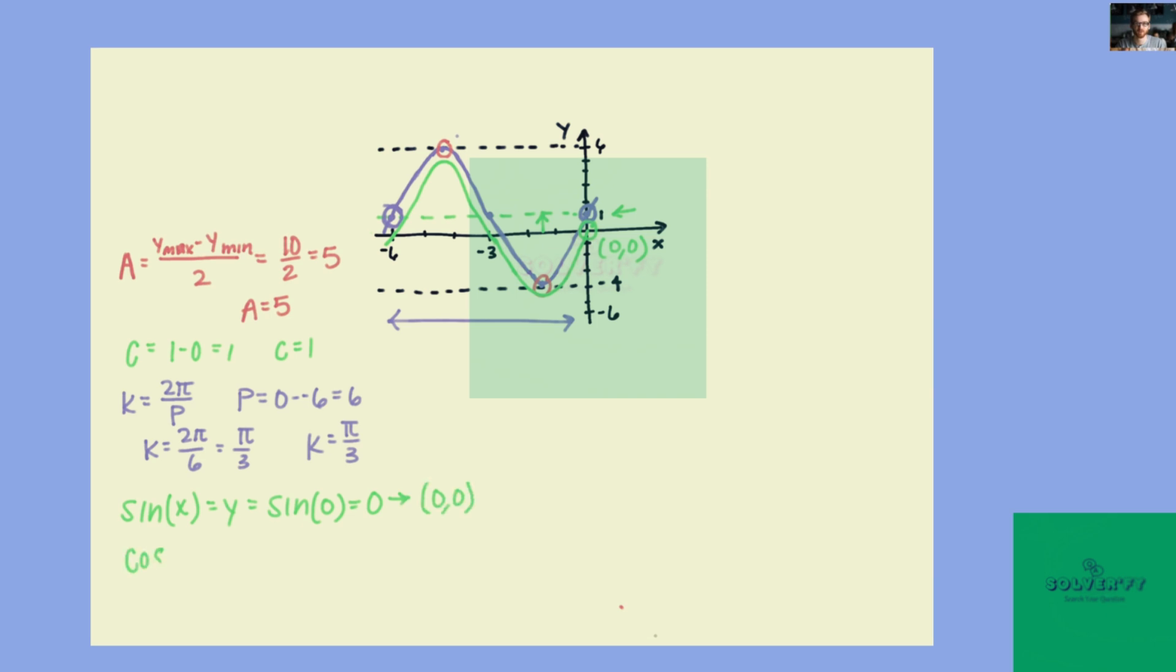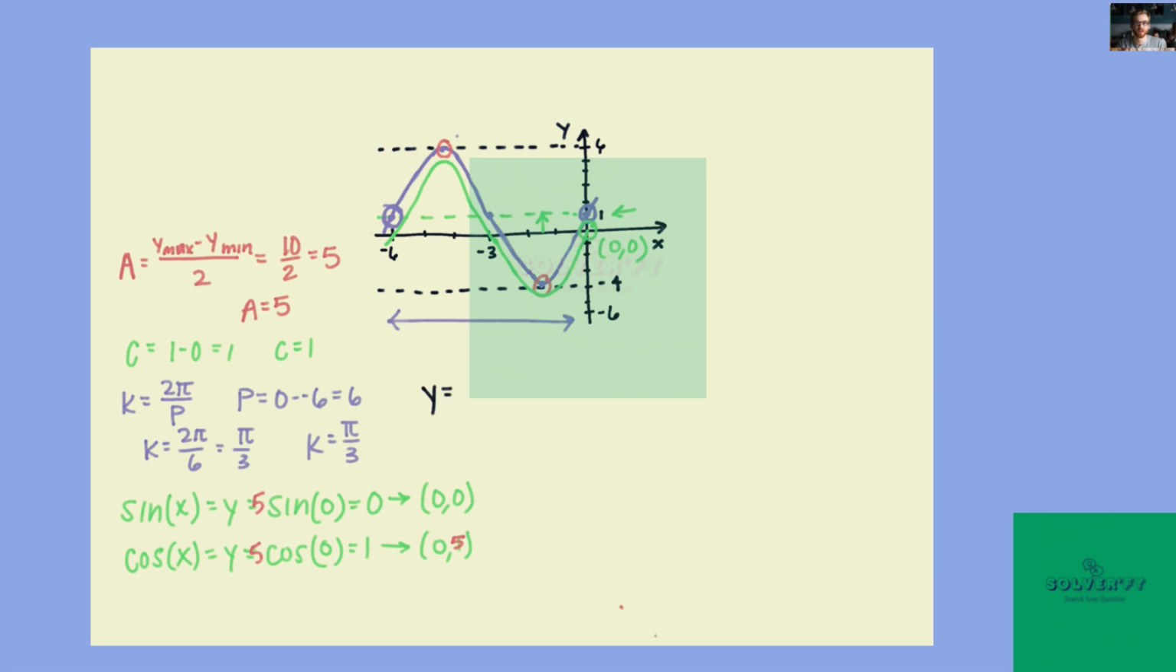If this was a cosine graph, then we would have cosine of 0 equal to 1, which would produce the point 0, 1 on our graph, or whatever the amplitude is. So in this case, this A is 5, so we would multiply this by 5. 5 times 0 is still 0. Cosine of 0 times 5 is 5, so this would have the point 0, 5 on its graph. So we know that it's a sine function, and we can just fill in the formula.